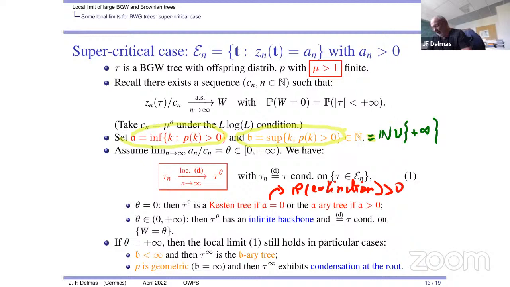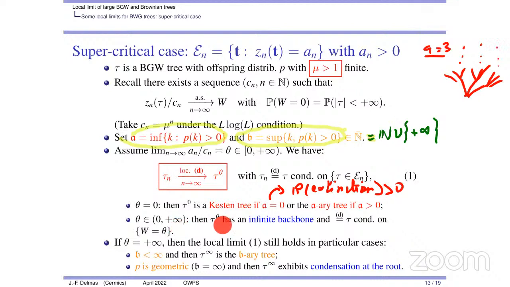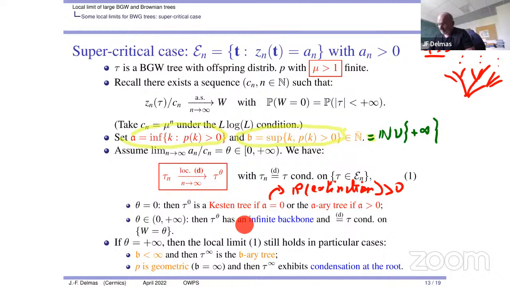Or exactly the ARE tree if A is strictly positive. So the ARE tree is, for example, if A is equal to 3, all the individuals have 3 children. If theta is strictly positive and finite, then the tree T of theta is also a decorated infinite backbone, and this is distributed as the initial Galton-Watson tree conditional on the limiting random variable W. However, the infinite backbone is in this case not a branching process.